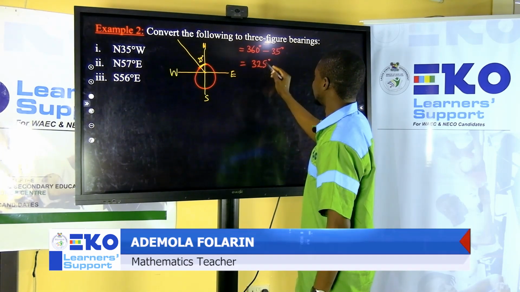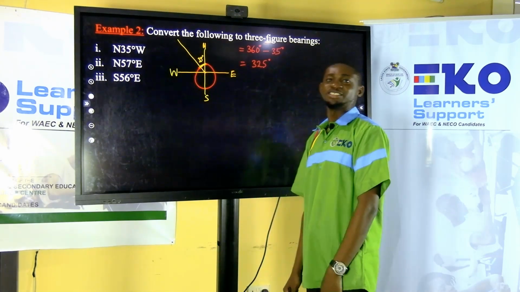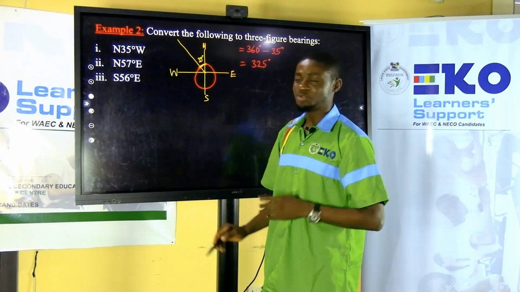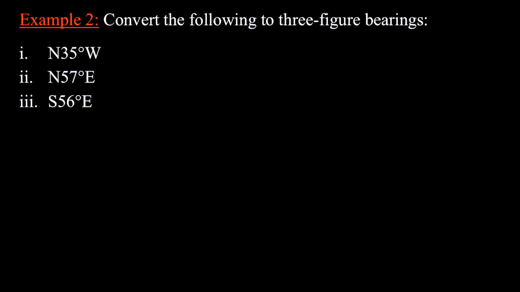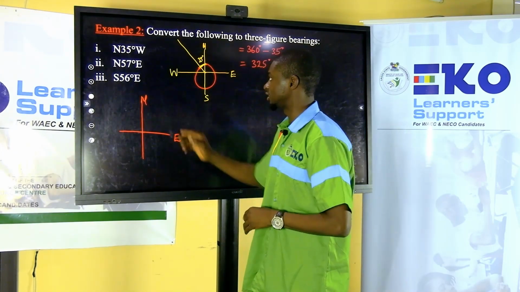325 degrees. So we can say this is 325 degrees. Fantastic. The second one, northeast. Northeast. So it will fall between these.